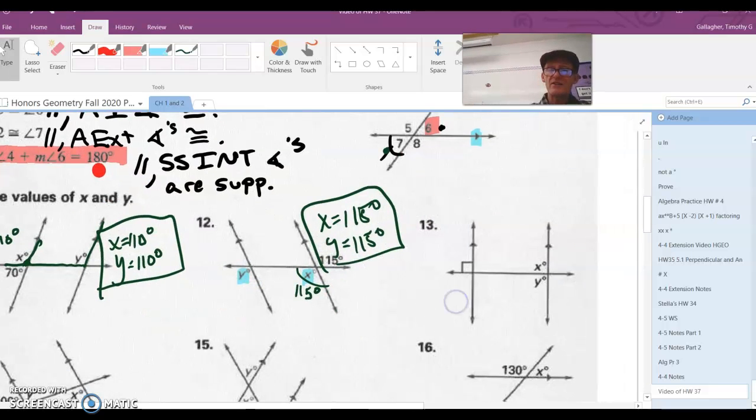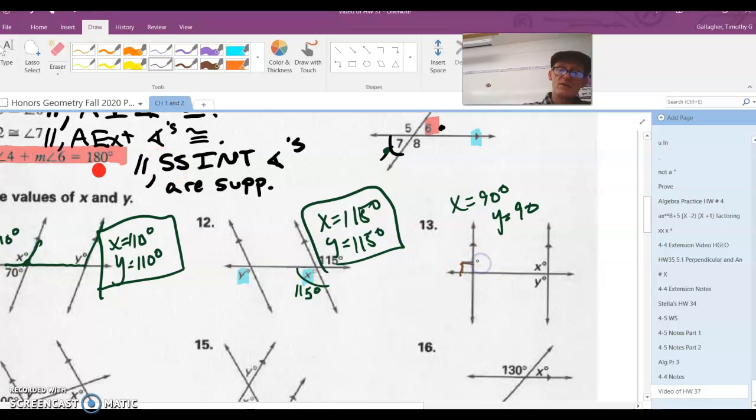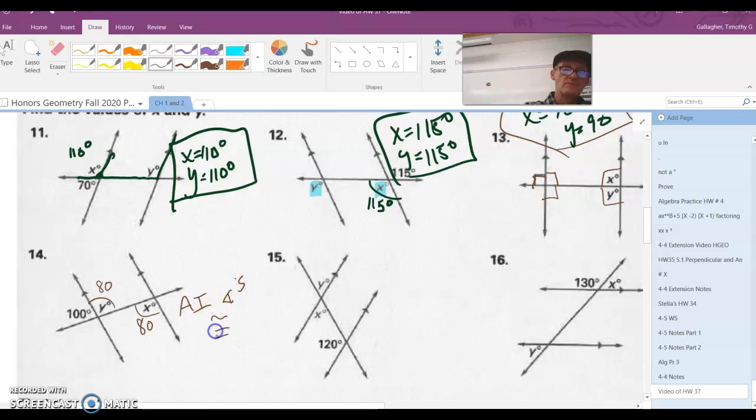Okay, and 13, x and y are both 90 degrees. If this angle here is 90, this one is 90, this one is 90, you got 90s all around. So x and y are both 90 degrees. Number 14, y is 80, and so is x because they are alternate interior. So x equals 80, y equals 80.